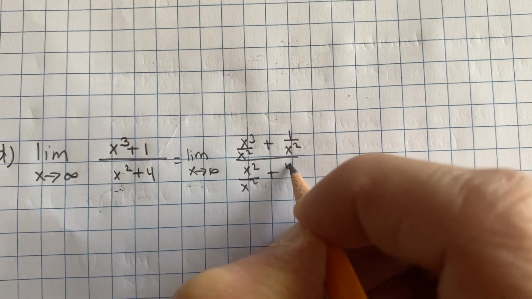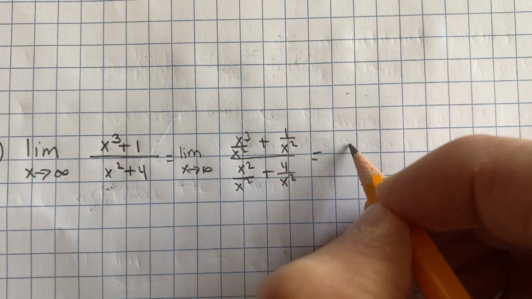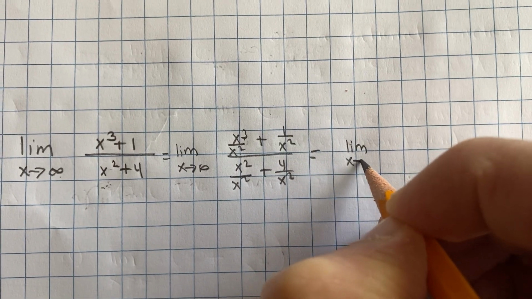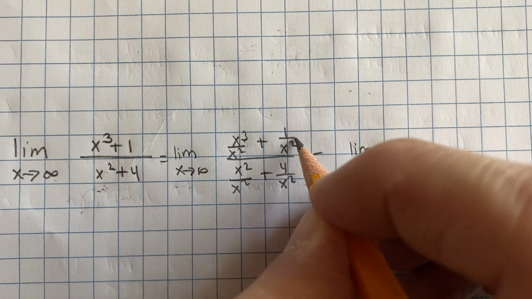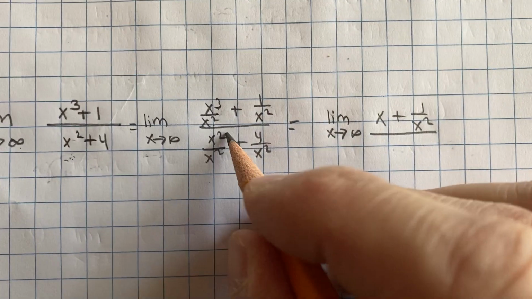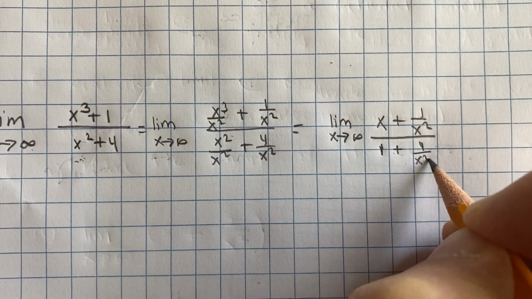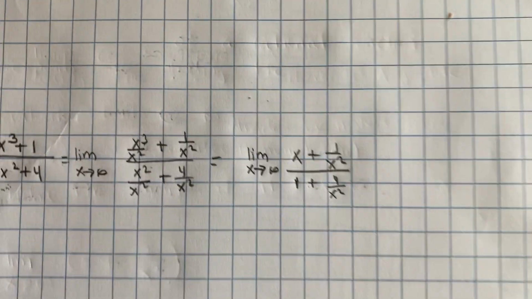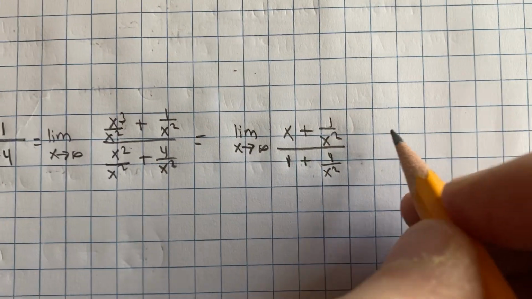And let's see what happens when we do this. All right, x cubed over x squared, that is just x. This is still 1 over x squared. X squared over x squared is 1. And you have 4 over x squared. Okay, so if you were to plug in a very large number for this term, it's just going to go to 0.